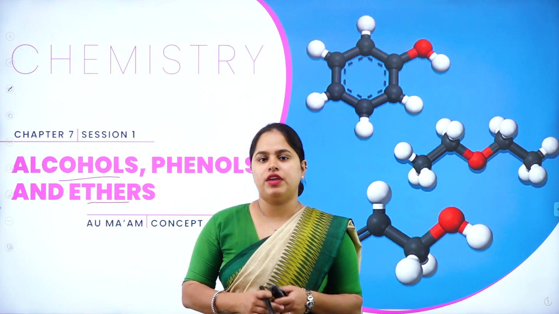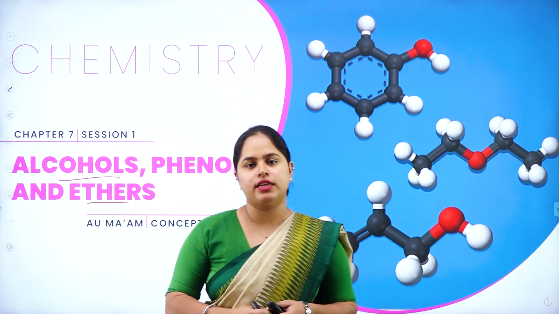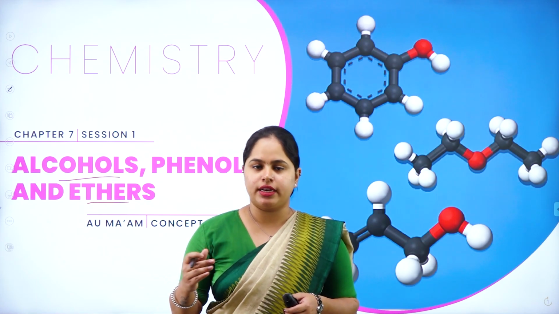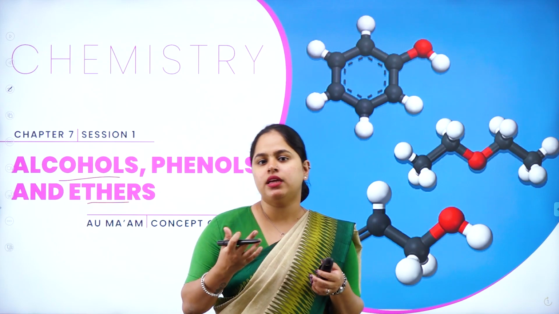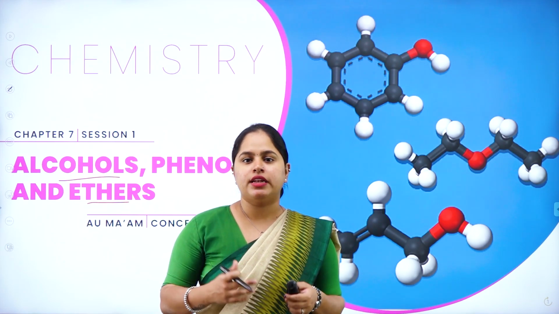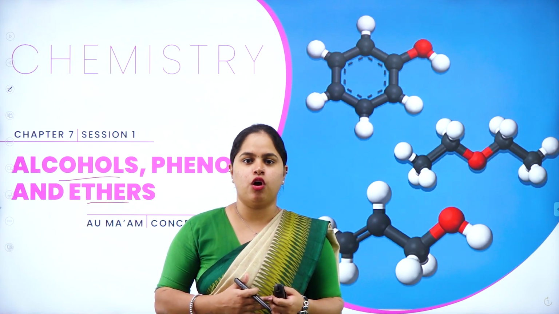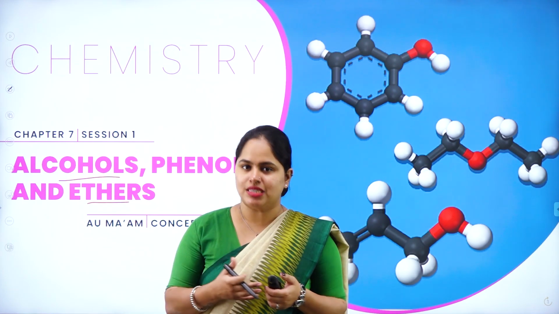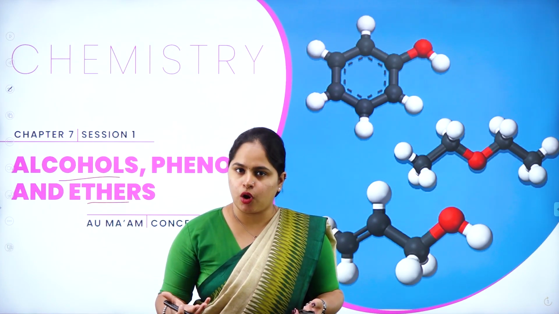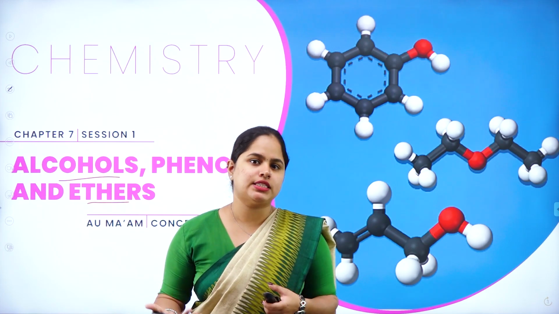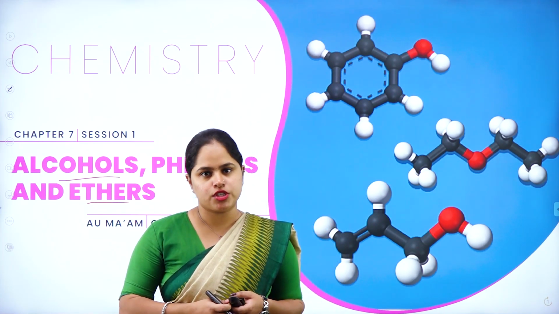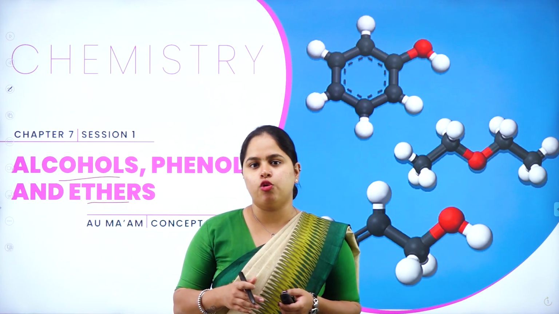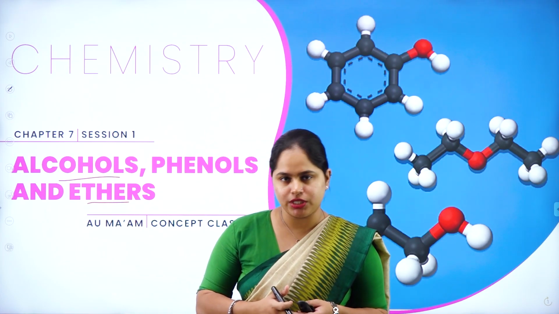Like we have discussed in haloalkanes and haloarenes, the same way for all the organic chapters we are going to do in the same way. That means first we will begin with an introduction, then we'll study the methods of preparation of the alcohols, phenols and ethers separately. Then we'll study their properties, that is physical properties as well as chemical properties. Chemical properties means their chemical reactions we are going to study. So the same pattern will be followed for all the organic chemistry chapters, right?